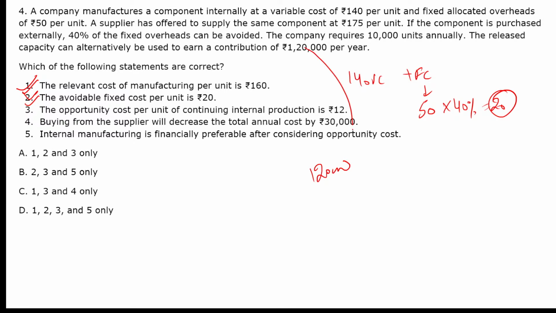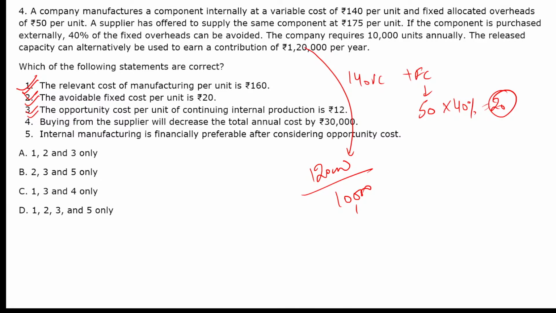1,20,000 is my opportunity cost, if I do not make it internally, I will buy it. Divided by 10,000 units. So 12 rupees is the opportunity cost.